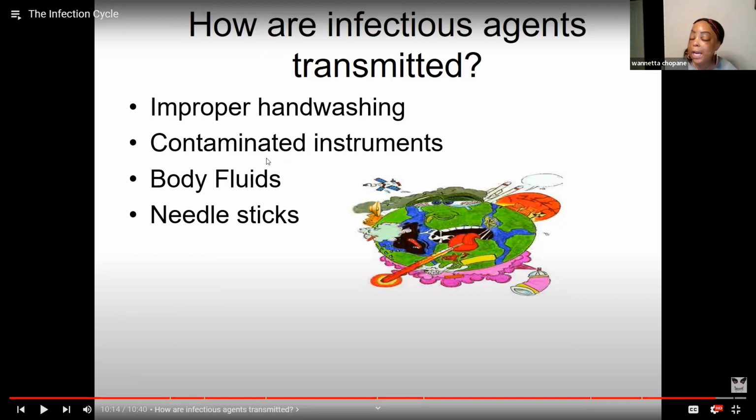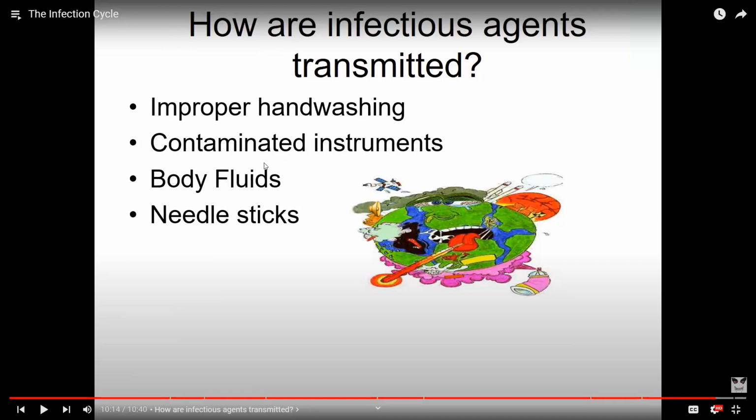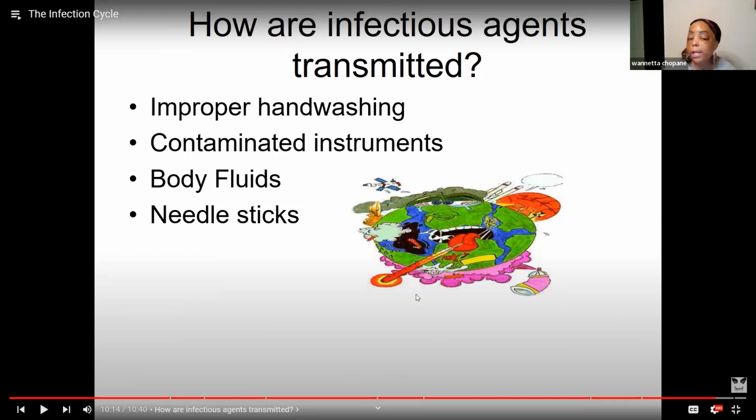Contaminated instruments. If you are using anything, you always be sure that those instruments have been disinfected, okay? So it depends. We'll talk about it more in class this weekend.